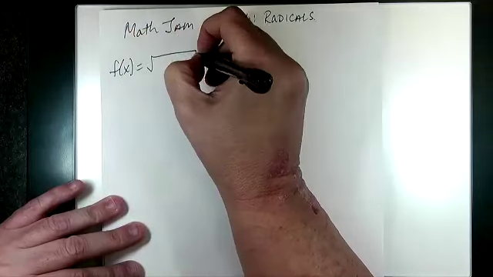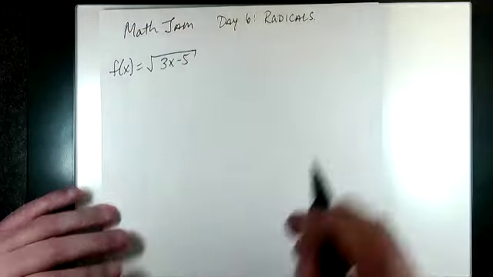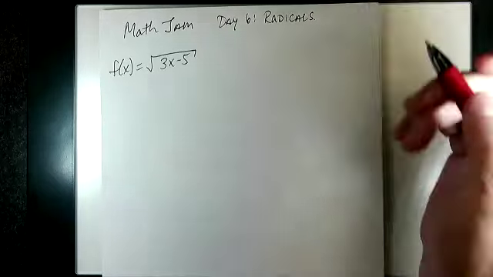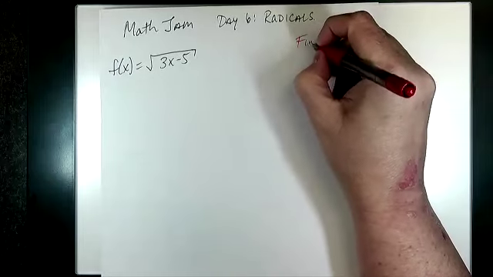F of x is the square root of 3x minus 5. One of the things that's challenging for a lot of students, so we need to focus on it for a little while: find the domain.